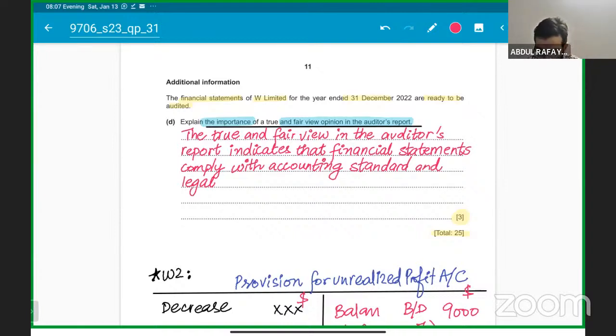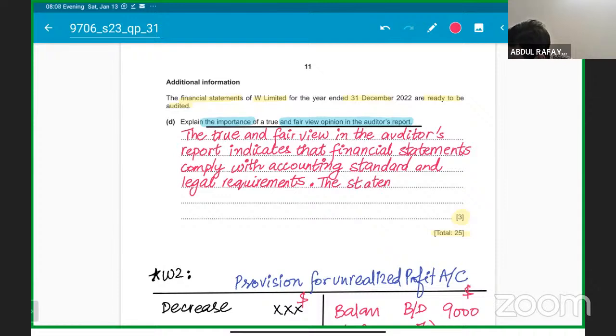यह बिल्कुल सही है. The accounting policies adopted by the business are appropriate. So with accounting standards and legal requirements. Are you guys following? This is what I'm writing on my own. The true and fair view in the auditor's report will indicate that the financial statements comply with the accounting standards. सब कुछ सही है. Accounting standards पर based है. Legal requirements को meet कर रहे हैं. उनके accounting methods भी, और क्या points लिख सकते हैं? Accounting methods and policies are completely appropriate, and the statements are free from errors.